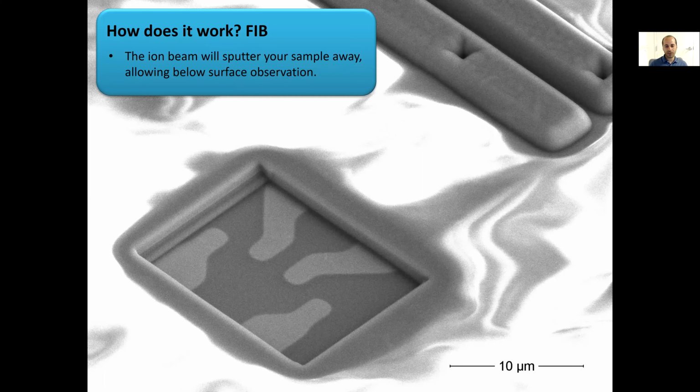So what we did here is we told the beam to scan in this particular region, and we were able to mill away the passivation layer that was above this circuit, and it allowed us to see some of the features that were below the surface.